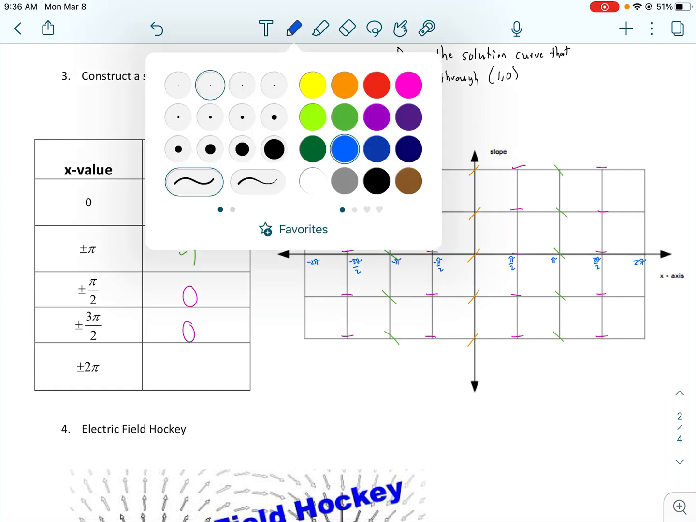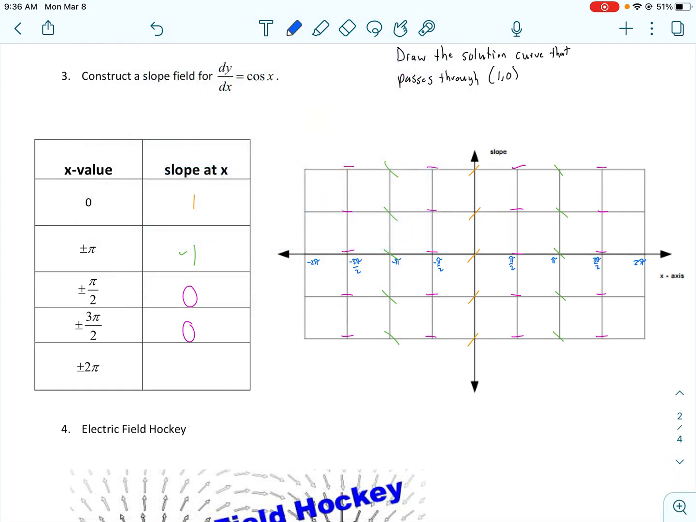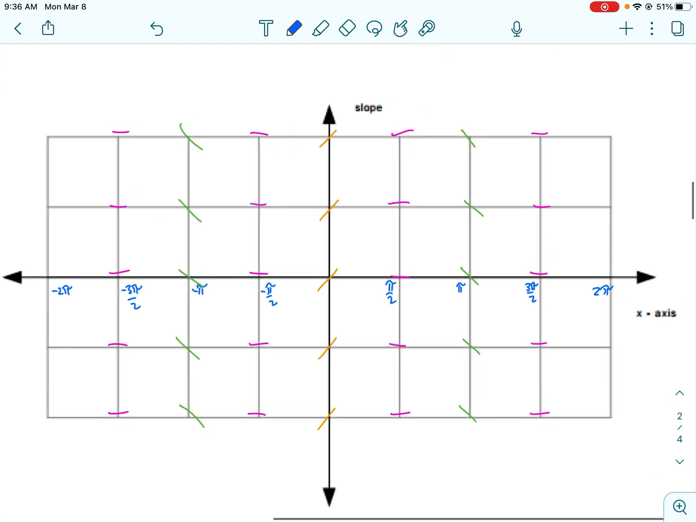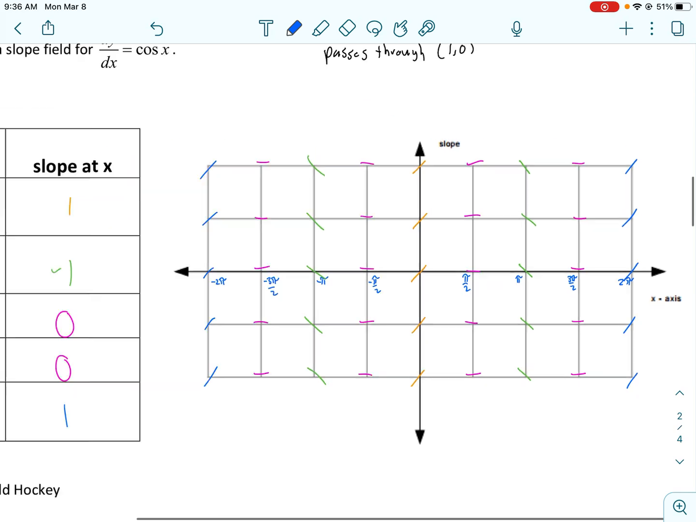All right, and then I have slopes of 0 everywhere there, and then we have cosine of plus or minus 2 pi is a value of 1 again. So now we have tick marks with a slope of 1.